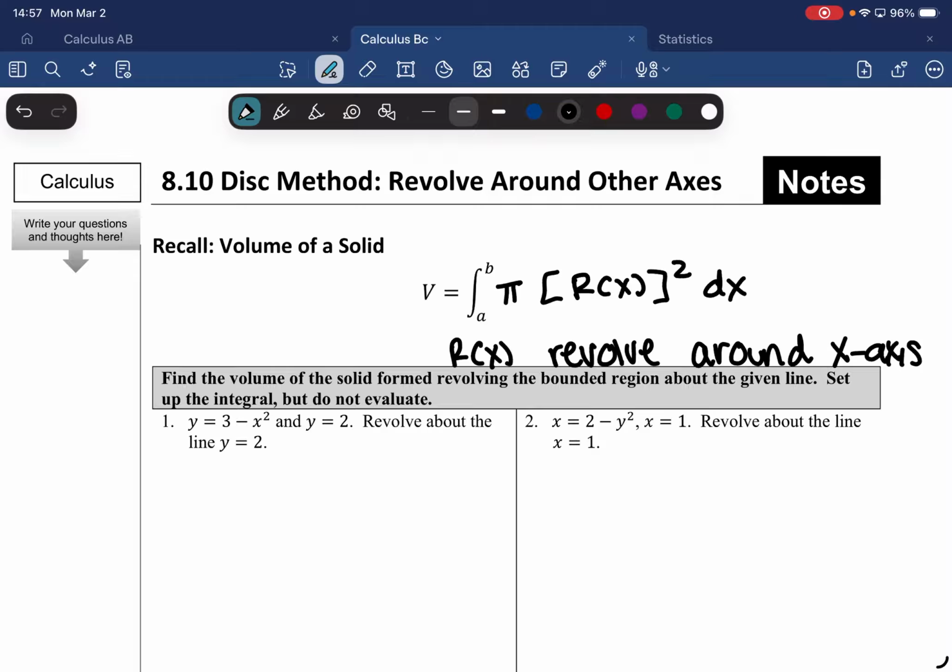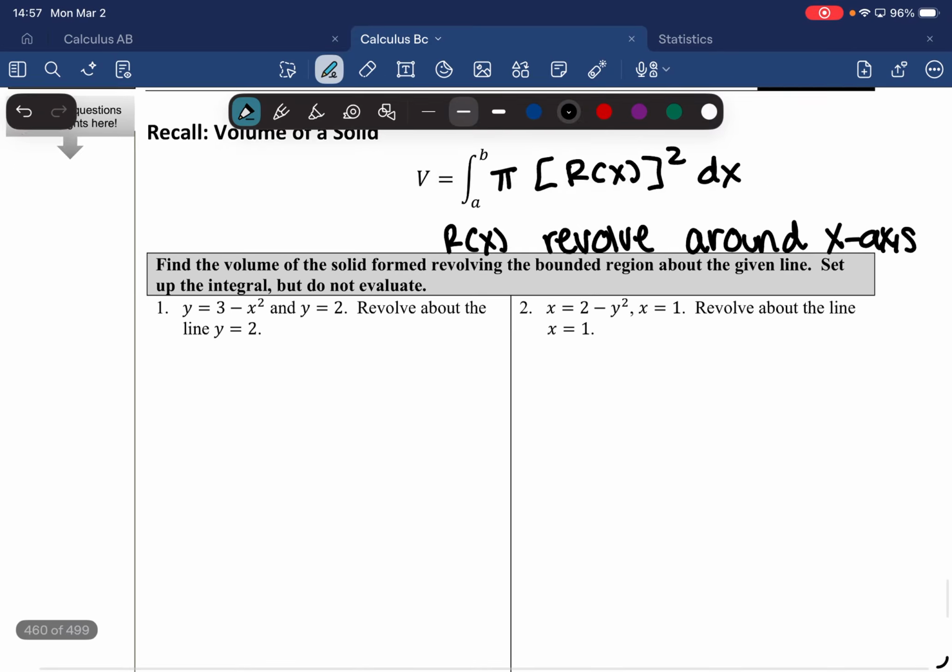Okay, so it says find the volume of the solid formed revolving the bounded region about a given line. Set up the integral, but do not evaluate. Okay, so again, I'm going to set it up and give you the answer if you want to practice integrating and see if you get the same answer later. So we're just setting it up.